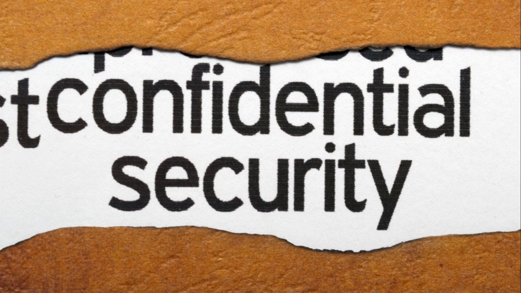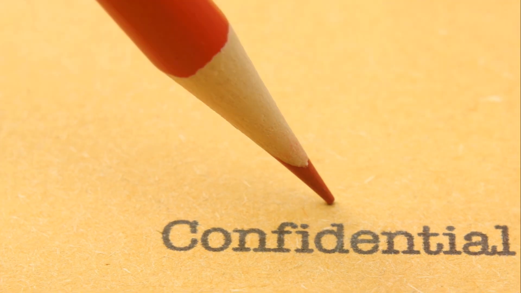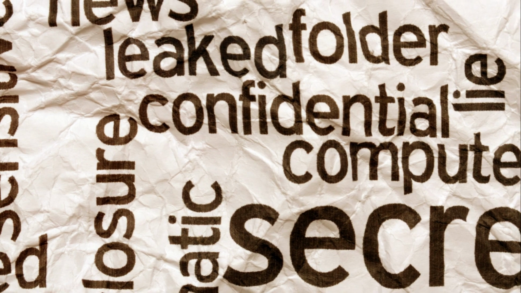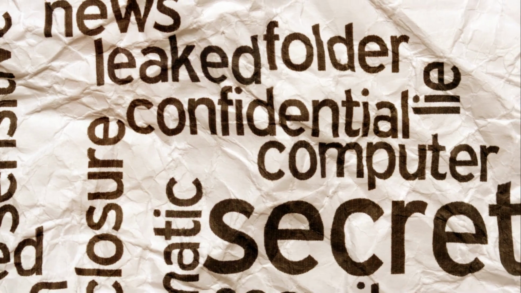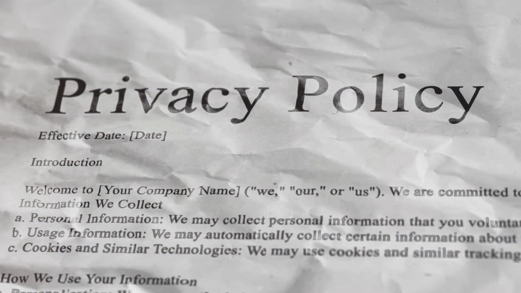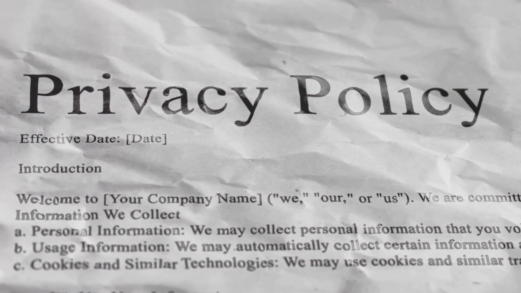The fourth category is confidentiality. This concerns the protection of information deemed confidential, as defined by the entity's policy. It's about keeping sensitive data hidden from those who shouldn't see it. Lastly, we have privacy. This revolves around the collection, use, retention, disclosure, and disposal of personal information.